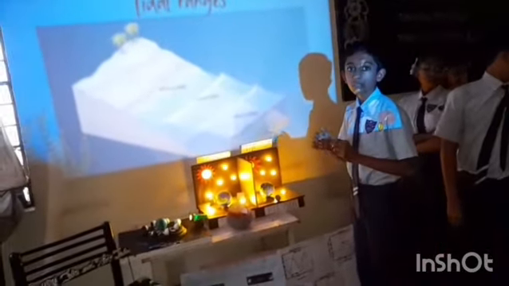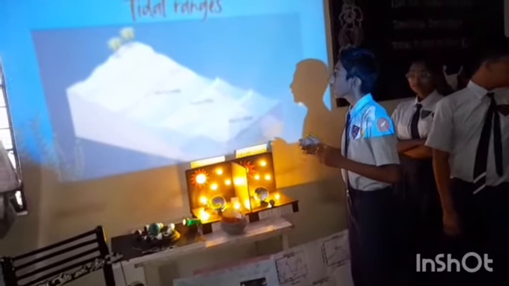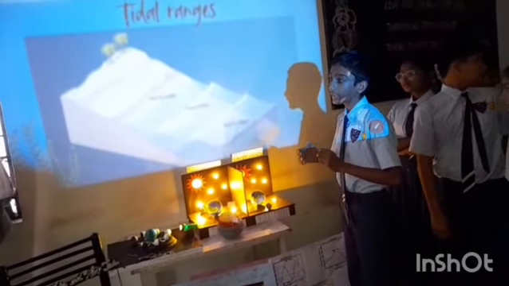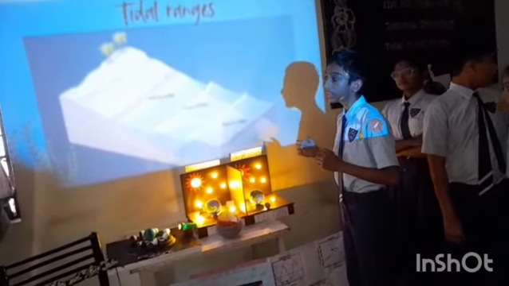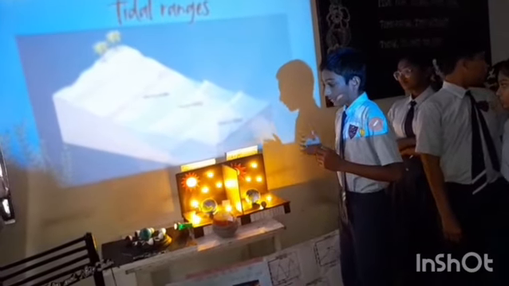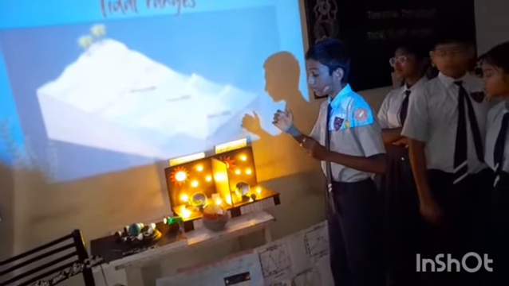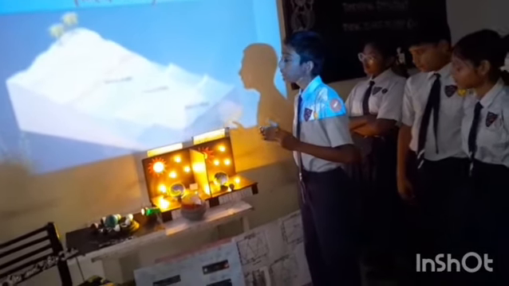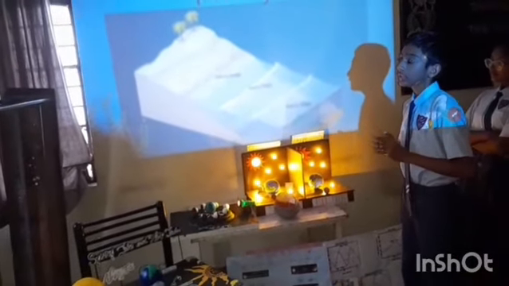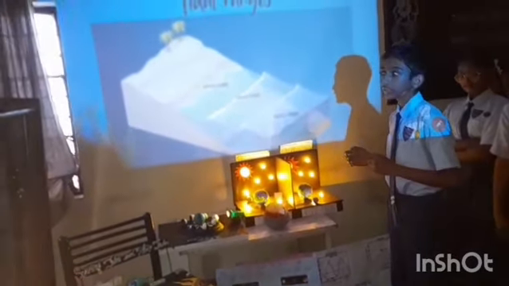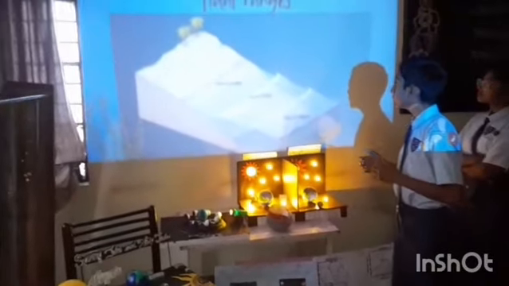There are three main types of tidal ranges. Based on their magnitude, tidal ranges are categorized into three main types. Micro tidal range: a small tidal range of less than 2 meters, 6.6 feet. This is found in certain seas such as the Mediterranean and Caribbean Sea.